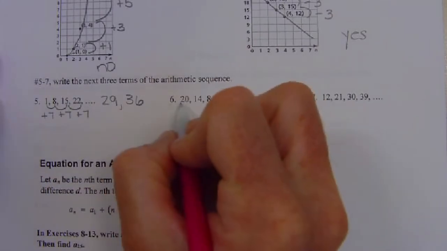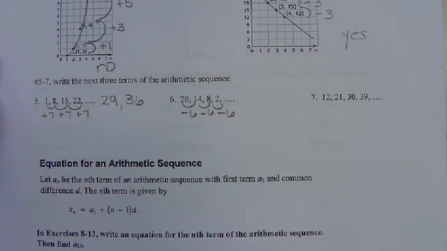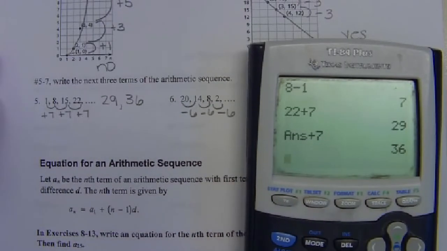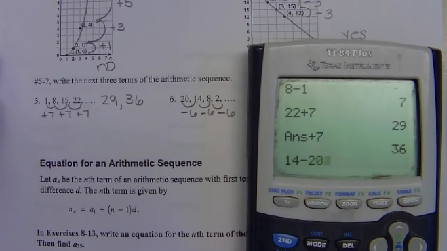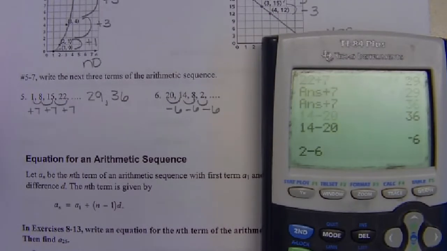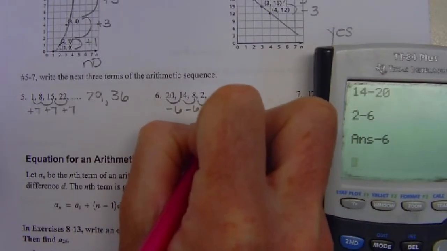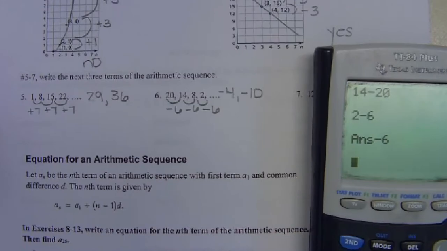So my next one, if you can see it in your head, you are subtracting 6 consistently. If you could not see that right away, you just take your second term and you subtract your first term, and that's how you get your common difference. To then get my next two terms, I'm just going to go 2 minus 6, get negative 4, and then go negative 4 minus 6 and get negative 10. And those are my next two terms.